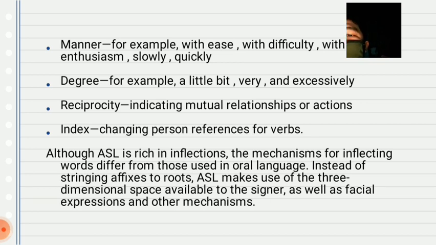Reciprocity, indicating mutual relationships or actions. Index, changing person references. Although ASL is rich in inflections, the mechanisms for inflecting words differ from those used in oral language. Instead of stringing affixes to roots, ASL makes use of the three-dimensional space available to the signer, as well as facial expressions and other mechanisms.